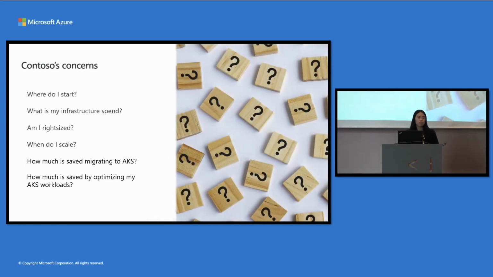Some of Contoso's concerns at the moment are, where do I start? What's my infrastructure spend? Am I right-sized? How do I scale? And how much is saved by migrating to AKS and optimizing my AKS workloads from IaaS and from previously on-prem?